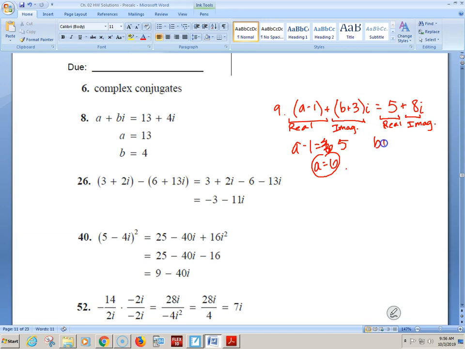What does b plus 3 have to be? What about the i's? The i is more like a classification, right? It's the imaginary piece, the coefficient. b plus 3 is the coefficient, 8 is the coefficient, and we get to set them equal to each other. So therefore, b has to equal 5.